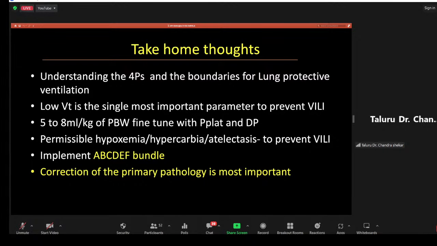Implement the ABCD bundle, but never, at the risk of repetition, correct the primary pathology. That is what is going to kill or save your patient, not what we do with ABCD or whatever. So you never lose focus on the primary pathology, its management, the trajectory, and the recovery. All these things of the primary pathology are most important.